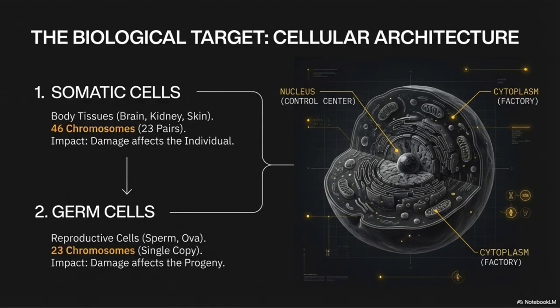Radiation damage begins at the cellular level. Somatic cells form body tissues and contain 46 chromosomes, so damage affects only the individual. Germ cells carry 23 chromosomes, and damage here can affect future generations. Clinically, our priority is minimizing dose to both, especially reproductive organs.